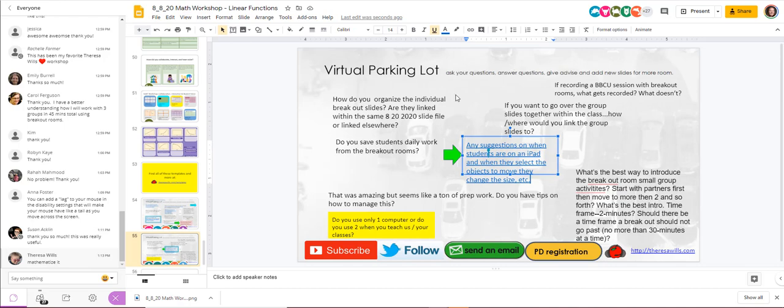The other thing that's super important with iPads is that you download the app. If you have the app, you'll be able to interact.